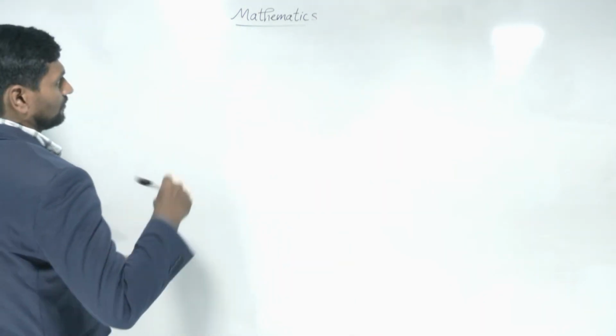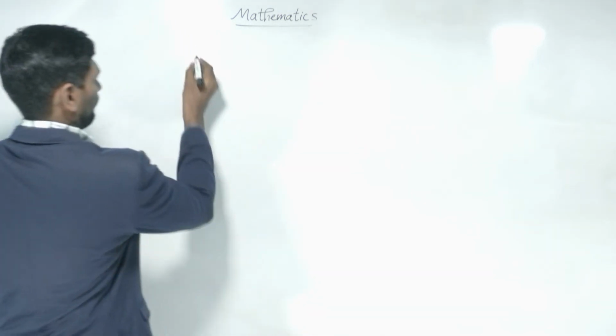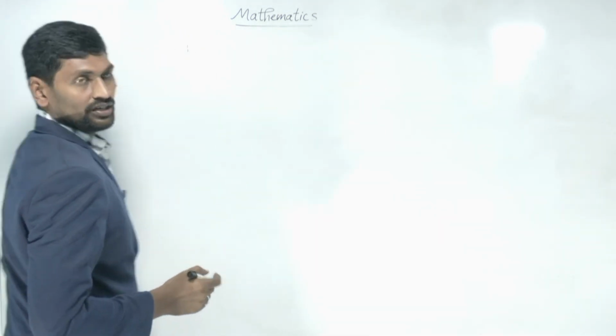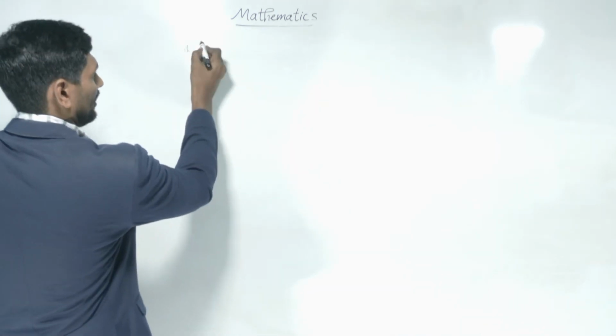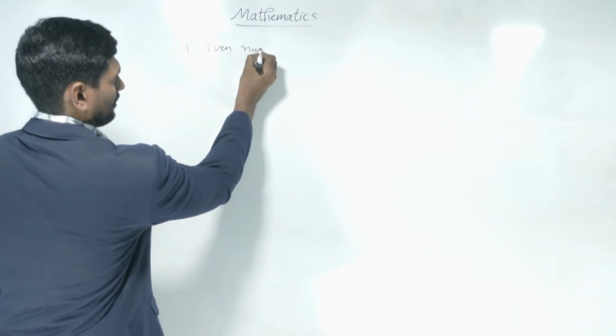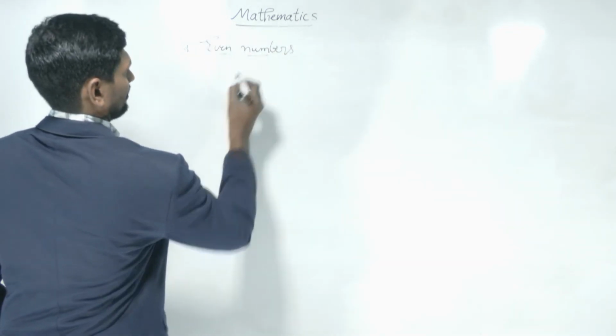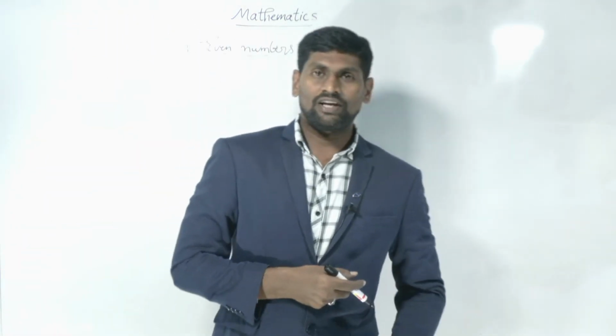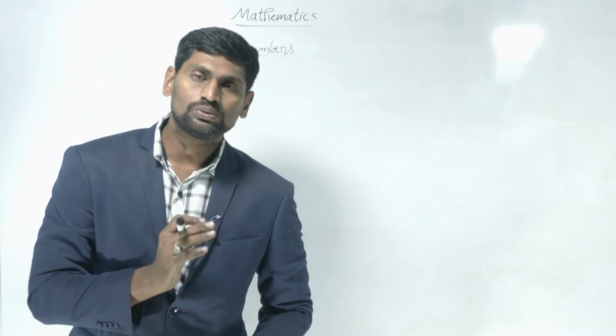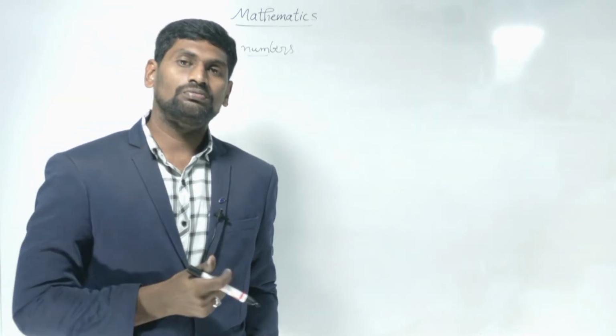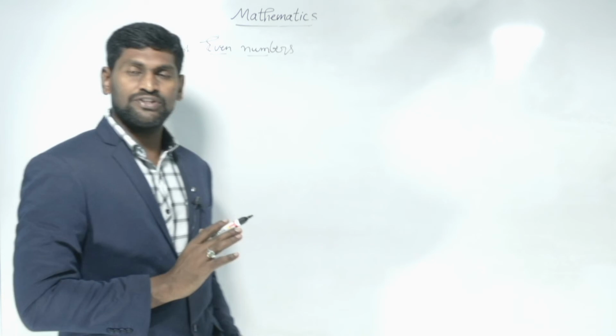Okay. Next one, next concept. Even numbers. You know even numbers, right? When a number is divided by 2 and gives the remainder 0, that means a number exactly divisible by 2 is called an even number.